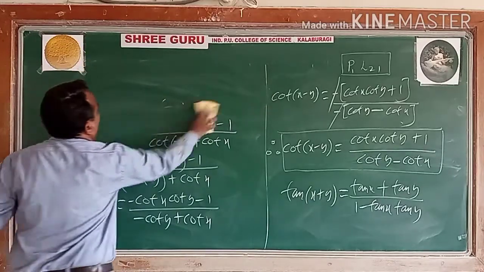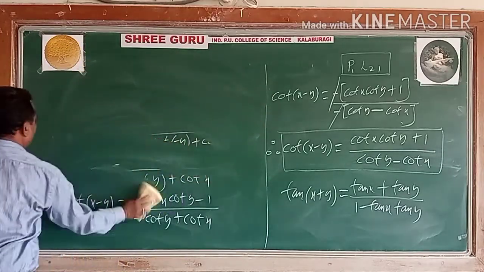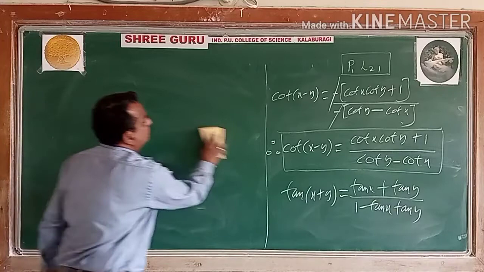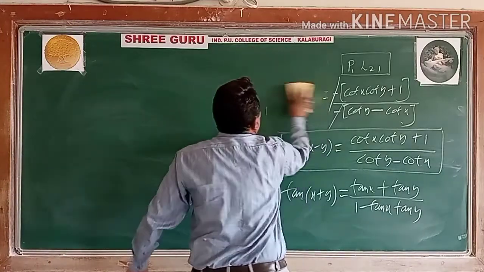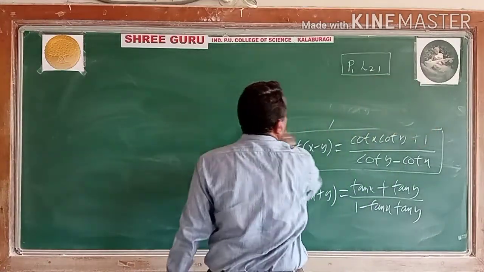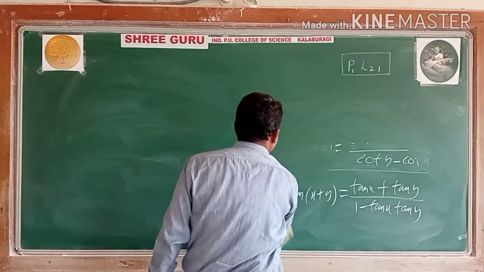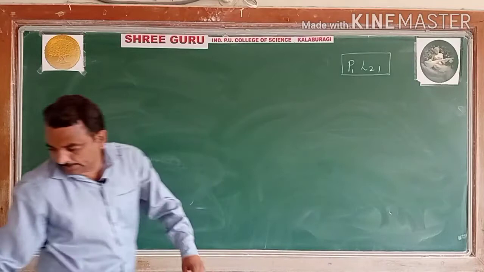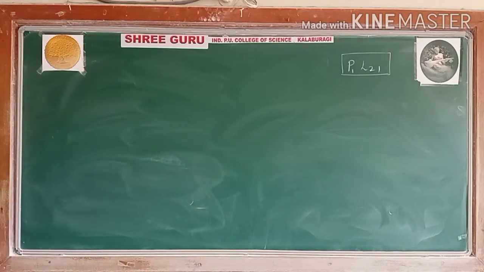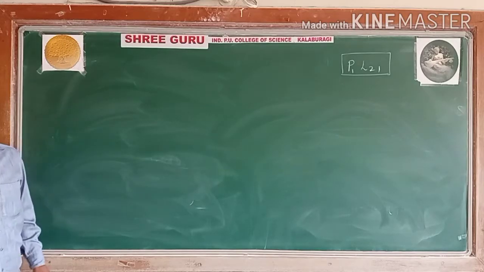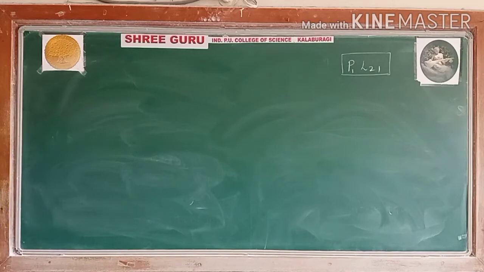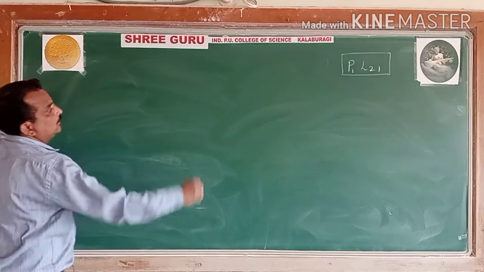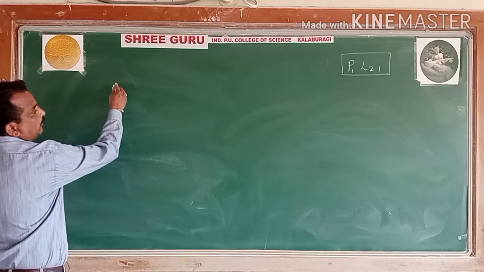So up to tan and cot we have proved the formulas using only one formula, the cos of x plus y formula. Using that cos of x plus y formula, we have proved up to tan and cot. Now let us come to the sine of 2x formula, students.